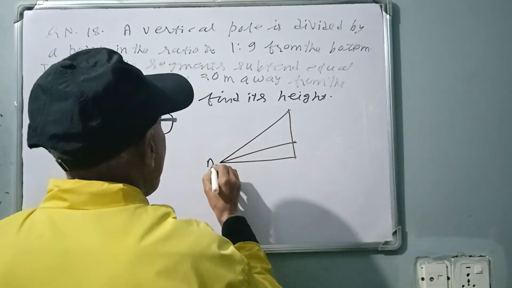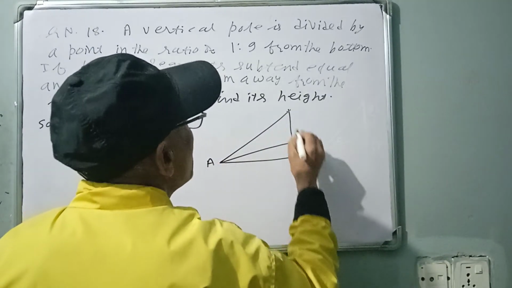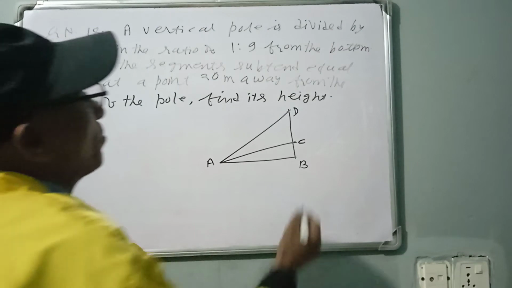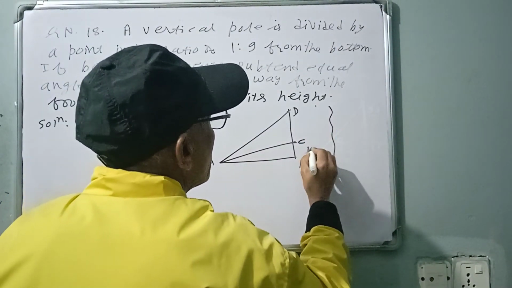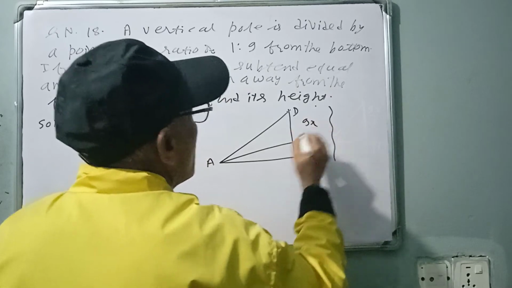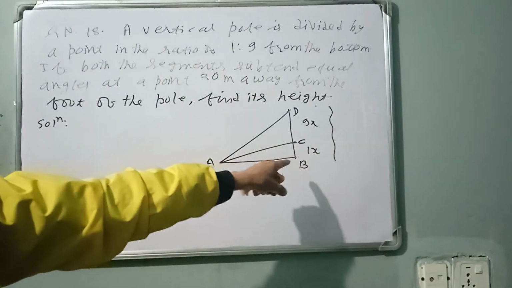Make A B C D. BD is a vertical pole. What is this? This one is a pole. The point C, there is a point C on the pole.